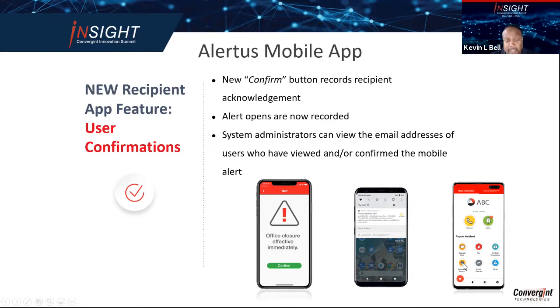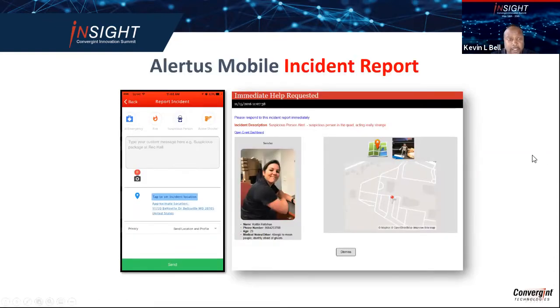The good thing about this app, if there's a suspicious person or suspicious package, you can actually press that button, take a picture of the package, send it to your first responders or public safety, and what they will see is where you are located on the campus, what that suspicious package or person looks like, and here the suspicious person is an action figure.